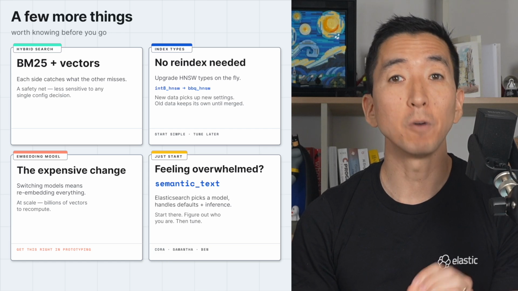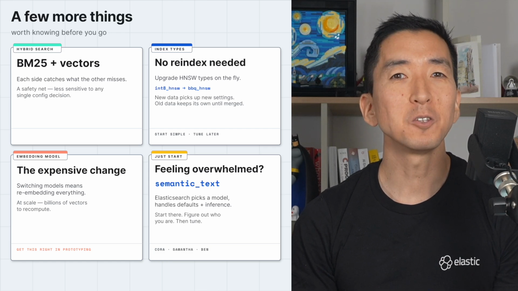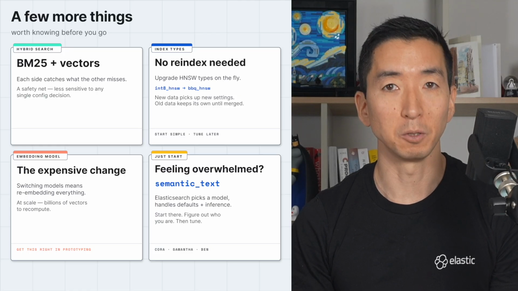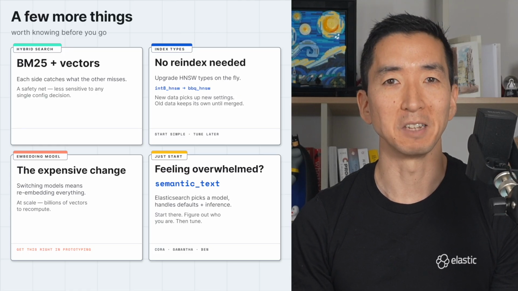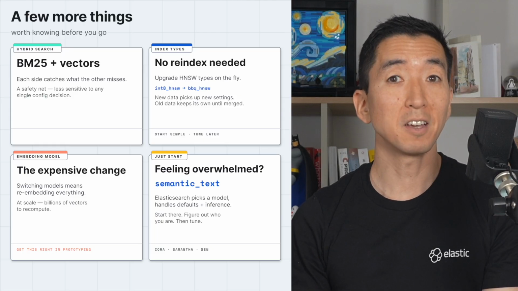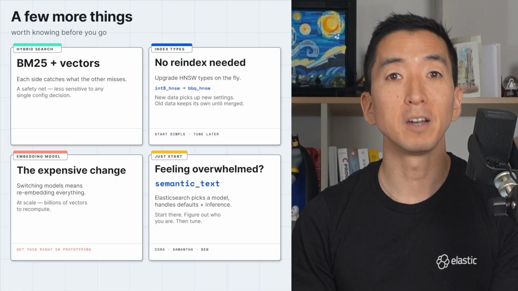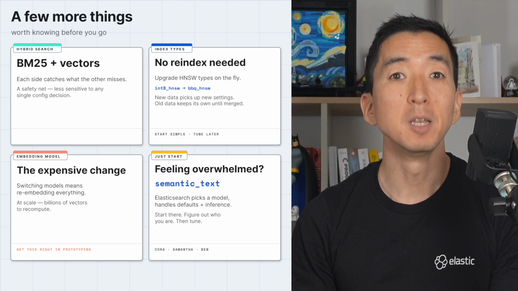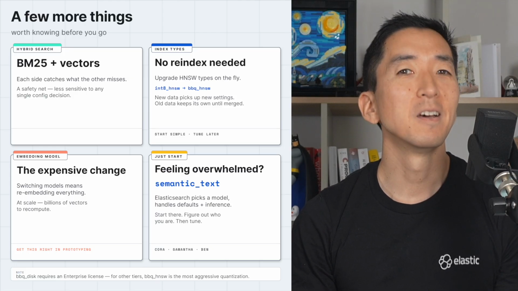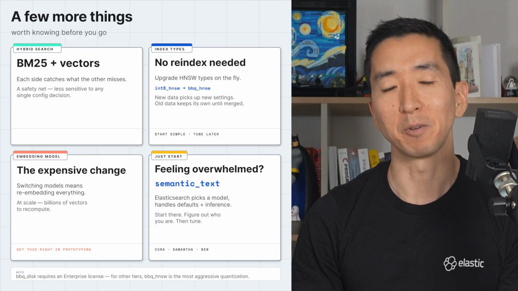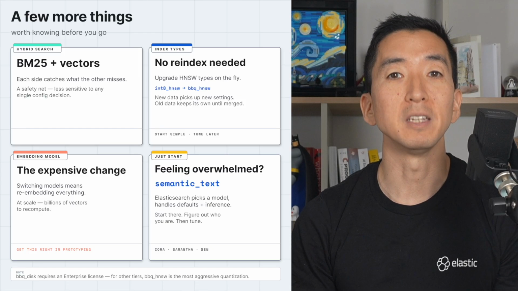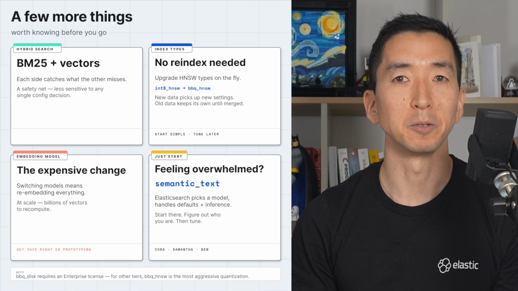Another tip is that if all of this feels like a lot, you can just use semantic text with Elasticsearch. It picks a solid model, sets good defaults for the index, and handles inference. You can start there, figure out whether you're a Cora, a Samantha, or a Ben, and then come back and start tuning the knobs before going to production. Note that BBQ Disk requires an enterprise license of Elasticsearch. For other tiers, BBQ HNSW is the most aggressive quantization available.